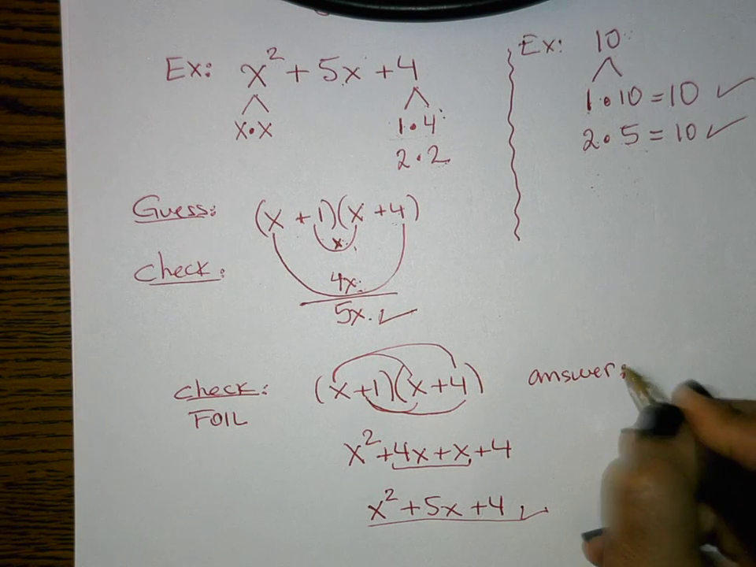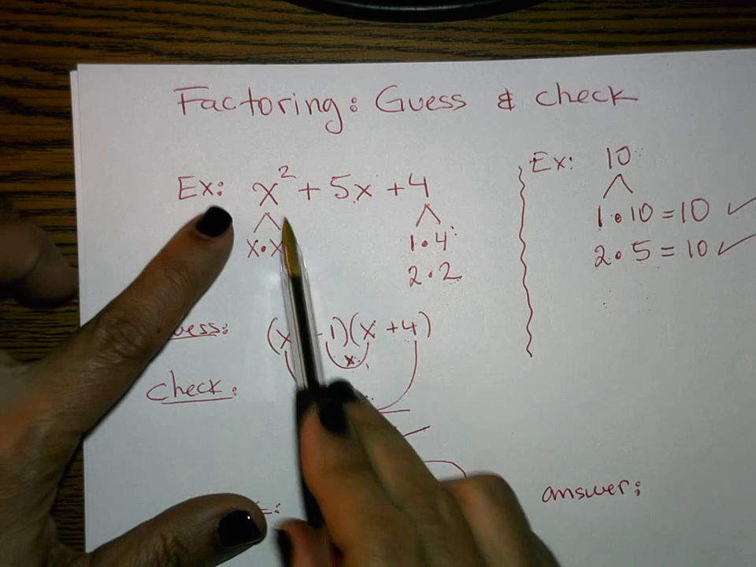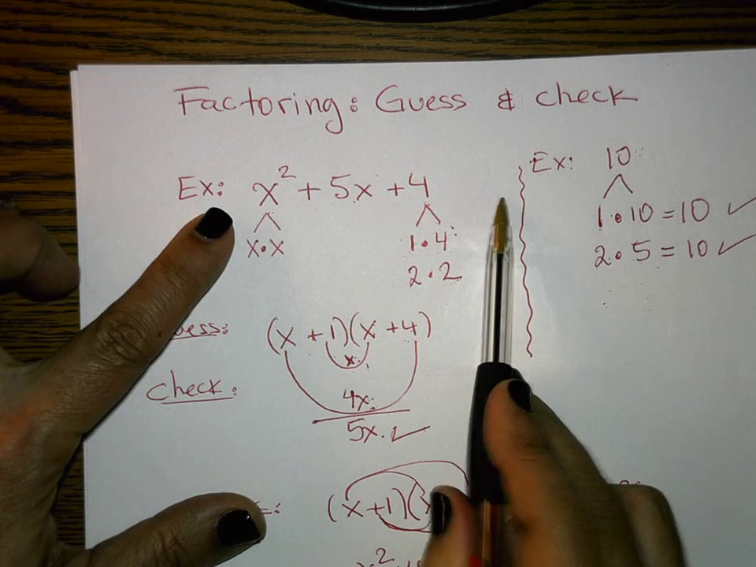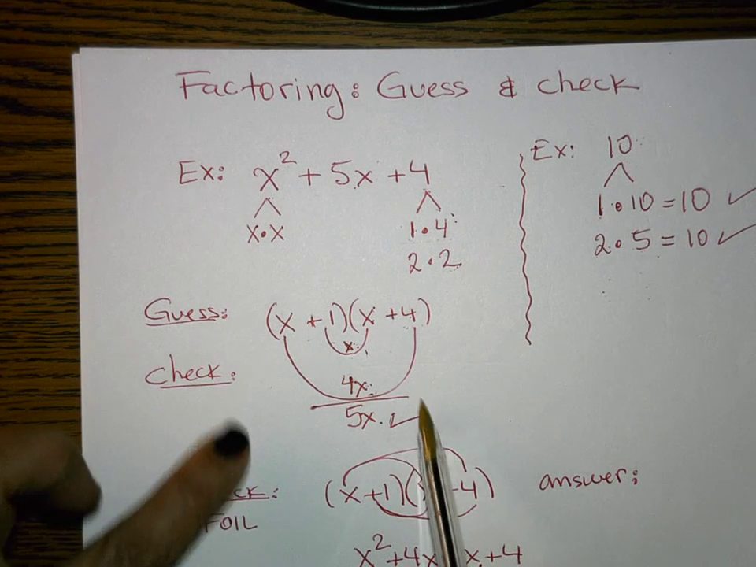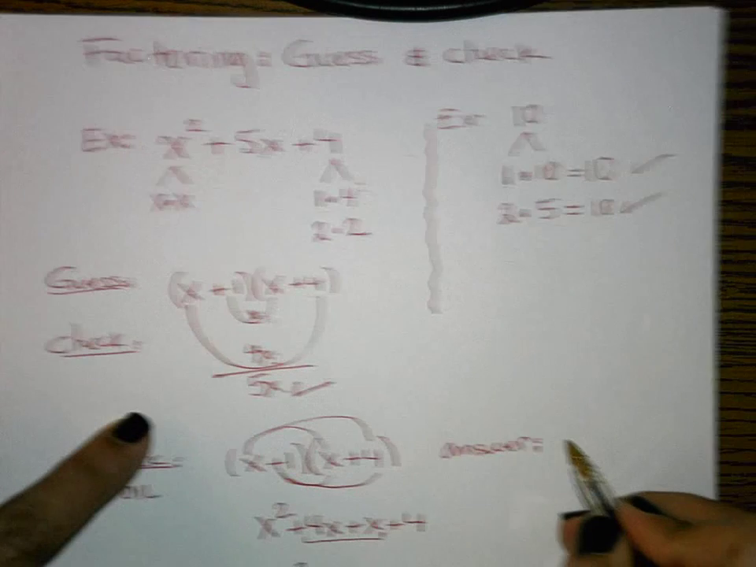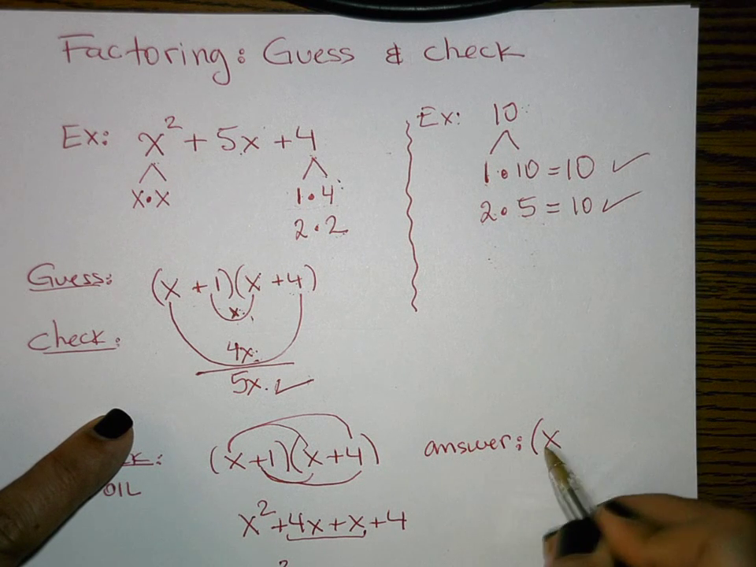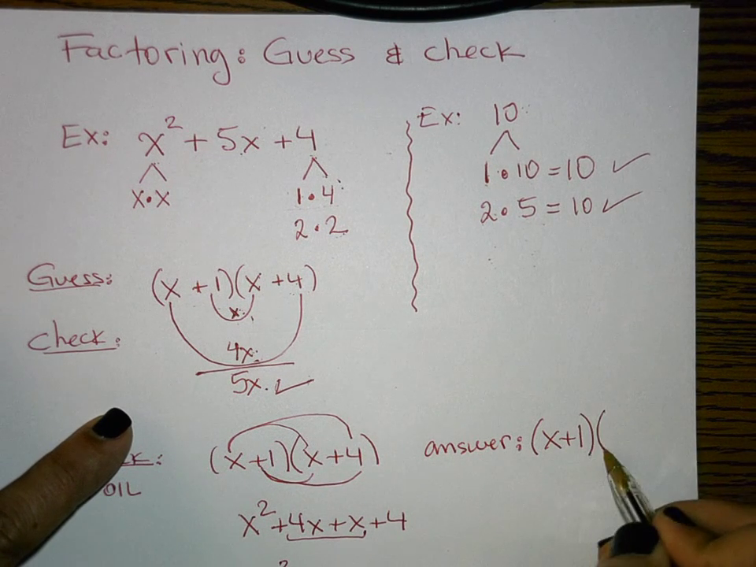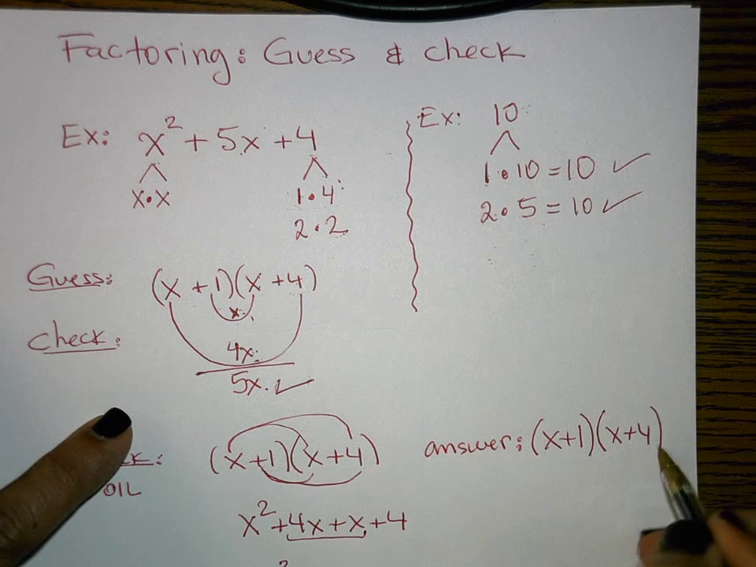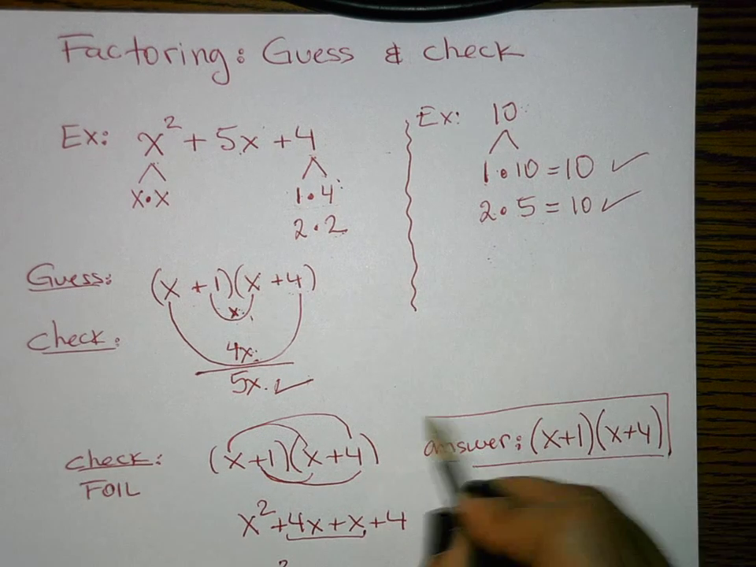So our final answer, when I ask you, please factor the following polynomial. Our final answer after doing all this guessing and all this checking is, the factors are x plus 1 times x plus 4. And that is my final answer.